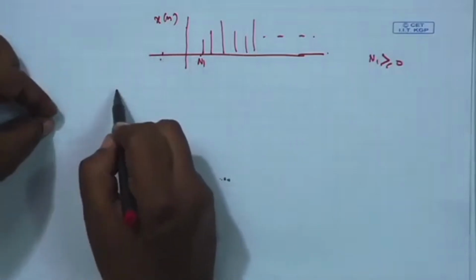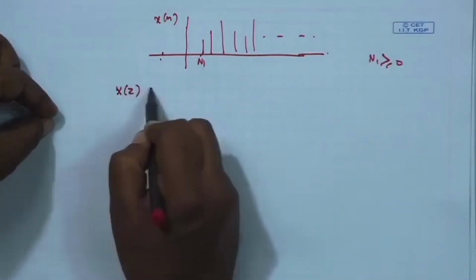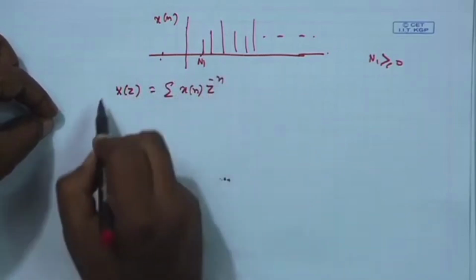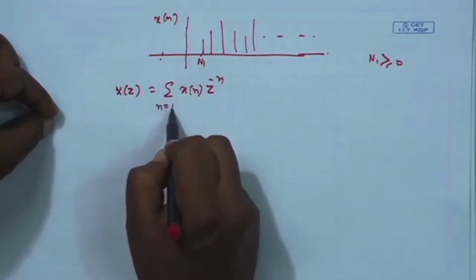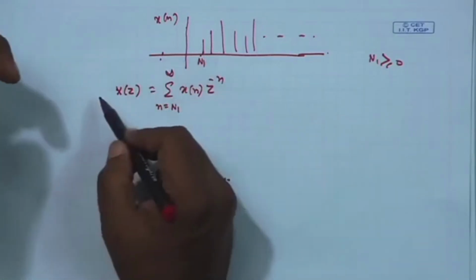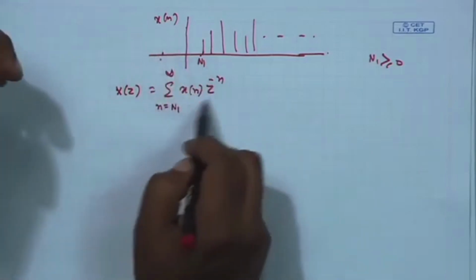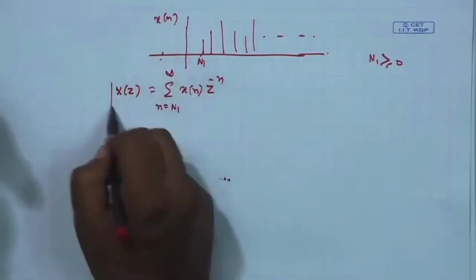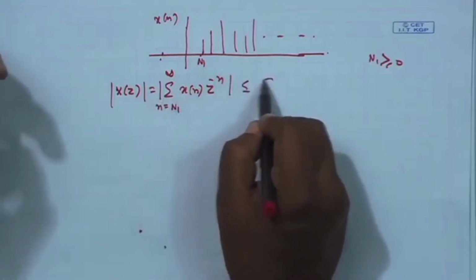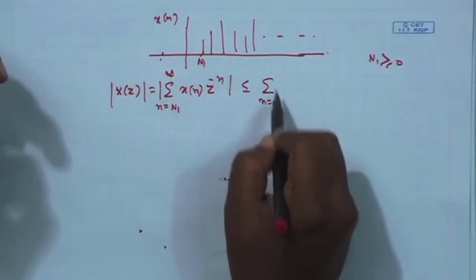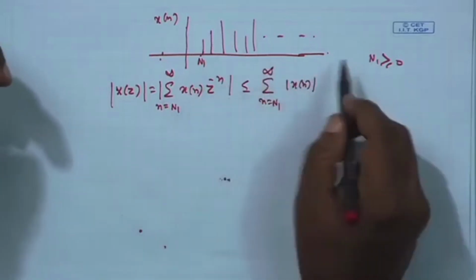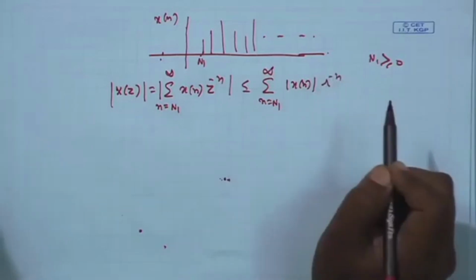So, first is as before, X(z). We will take from n 1 to infinity only, because values to the left of n 1, the sample values of x n are 0. So, those products are 0, no point in considering them. Then as before we take the mod, and mod of a summation is less than or equal to sum of mod, that is mod of x n and mod of z to the power minus n, which give rise to r to the power minus n.